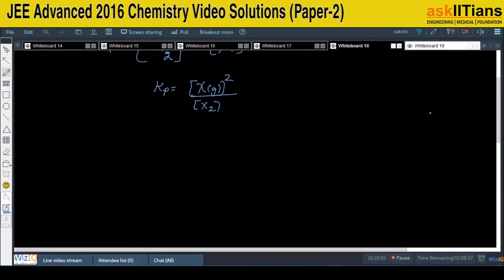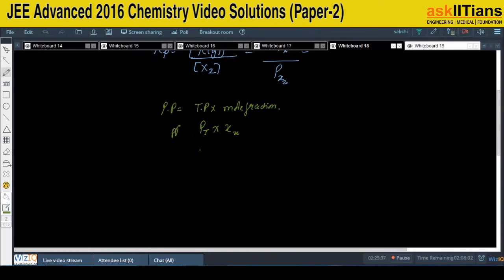Now what can I write in this term? So actually what we have to do, rather than talking in terms of concentration, we have to say that P of X whole square divided by P of X2. This is what we have to find out. Now we know what partial pressure is for a system. Partial pressure is nothing but total pressure multiplied by mole fraction. So let's assume the total pressure is Pt, and let's assume the mole fraction is X for X. The partial pressure of X will be Pt into X of X, and the partial pressure of X2 will be Pt into X of X2.